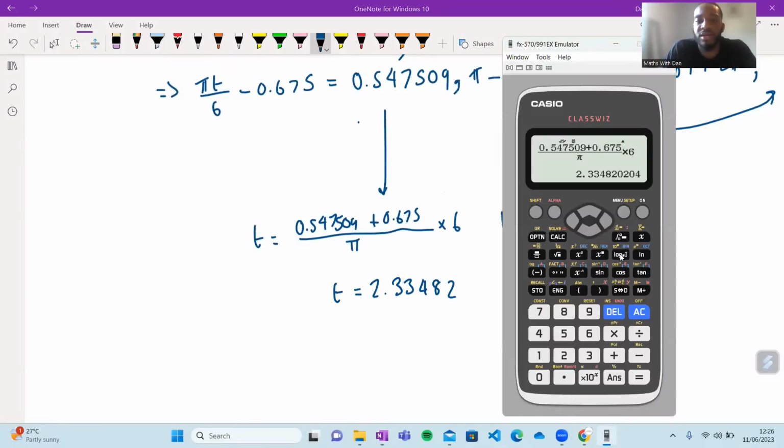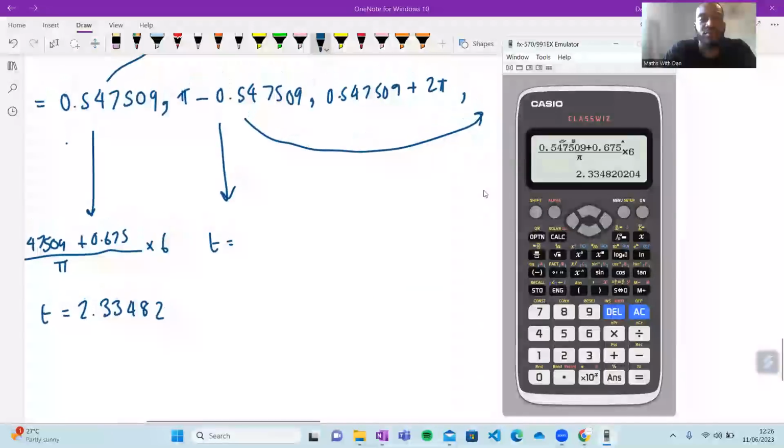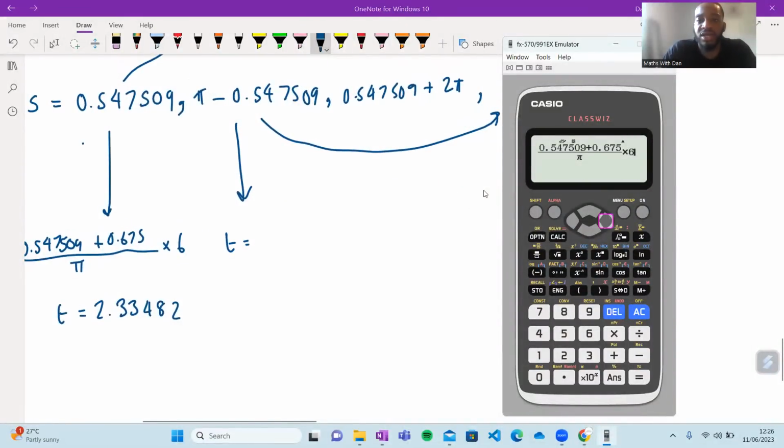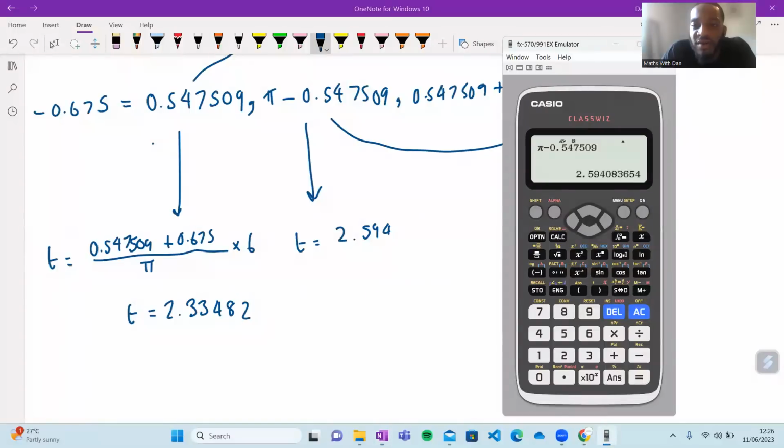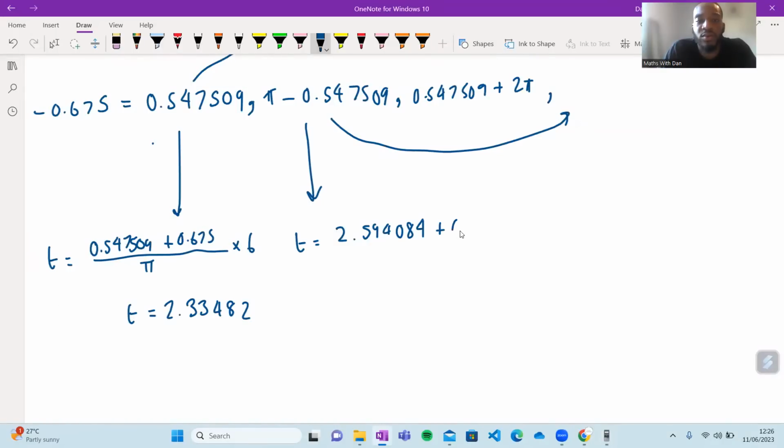So let me put this into my calculator. Just to be quick, I've got that value there. Let me delete this to get the next value. I'm going to do pi minus that to get the next solution. Pi minus that. Does that make sense? Because this one is 2.594084, and then plus 0.675 over pi times by 6, I'll get this here.